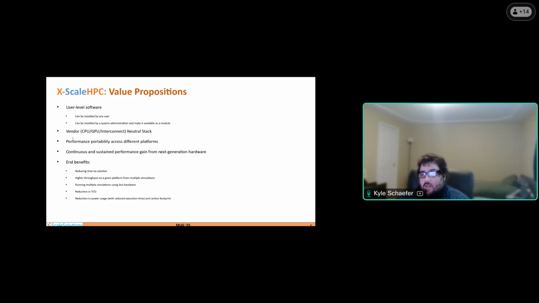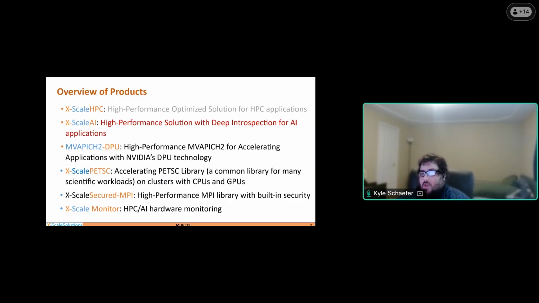So the first product we'll talk about is X-Scale HPC. It's a high-performance optimized solution for HPC applications. It's application-aware and communication-focused optimizations for HPC applications. So we take the MPitch libraries and then we offer commercial support. So platform-specific optimizations and tuning, application-specific optimizations and tuning, and then we can work with end users to scale their applications efficiently.